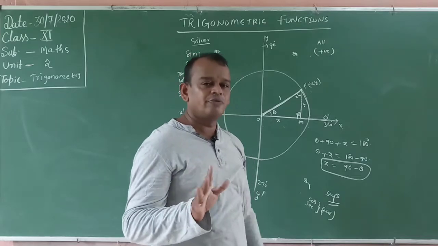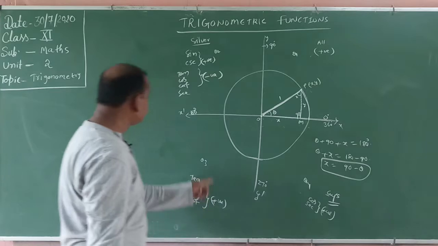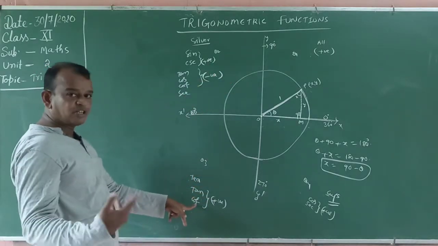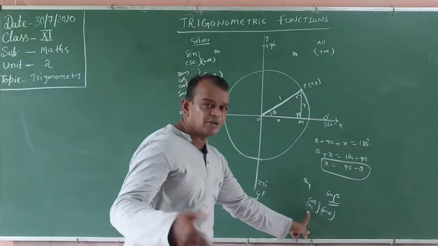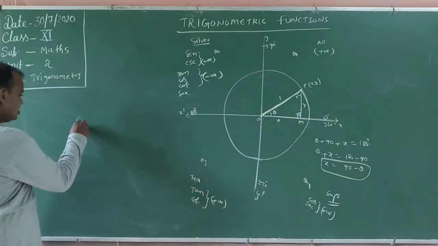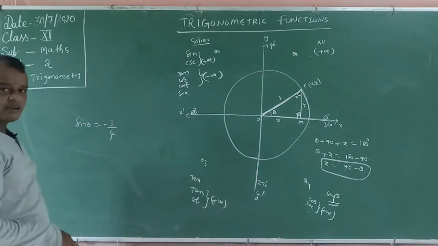Which quadrants are positive for each ratio? First and second positive, third and fourth negative. Tan and cot positive in the third means the remaining are negative. Cosecant positive in the fourth means the remaining are negative. So in the examination, a point is simply given: sin theta equals minus 3 by 4.